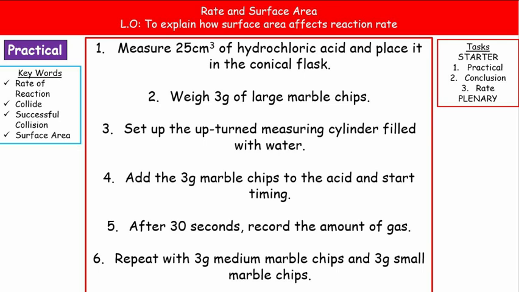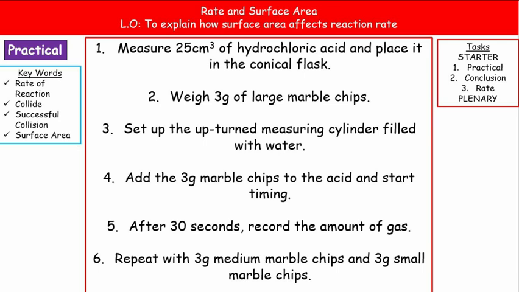So the first thing we're going to do then is we're going to measure 25 centimetres cubed of hydrochloric acid and place it in our conical flask. We're then going to weigh 3 grams of our large marble chips on our balance. We then set up our upturned measuring cylinder, which is filled with water. We'd add our 3 grams of marble chips to the acid and start timing.